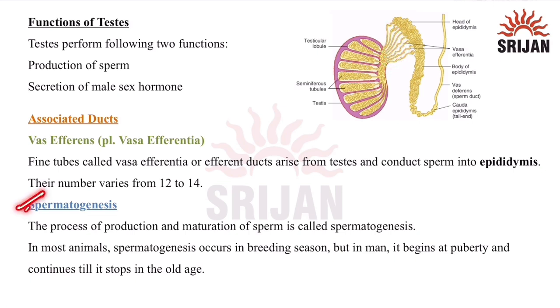Now, spermatogenesis. Basically, it is the production and maturation of sperm. In animals, it mostly occurs in the breeding season. But in man, it begins at puberty and will continue till old age.